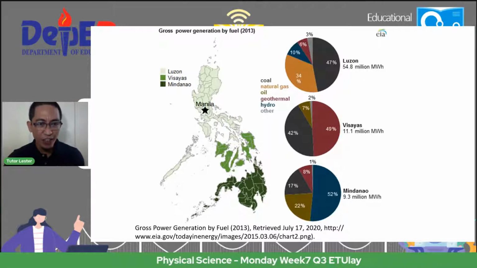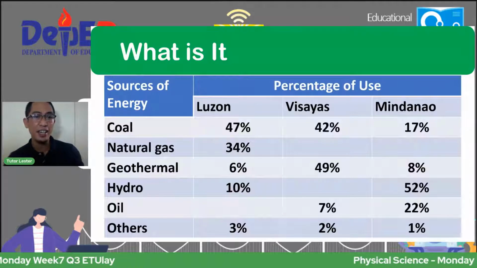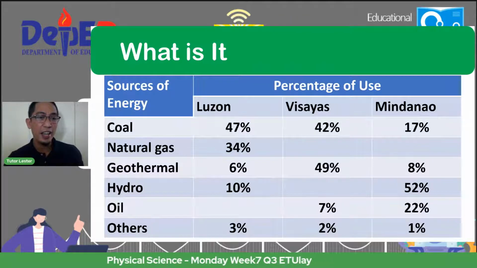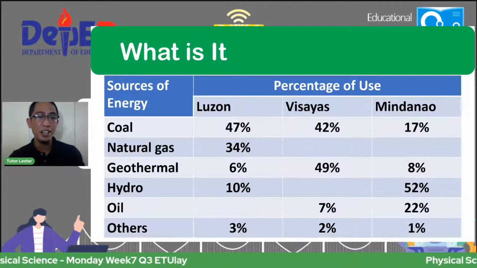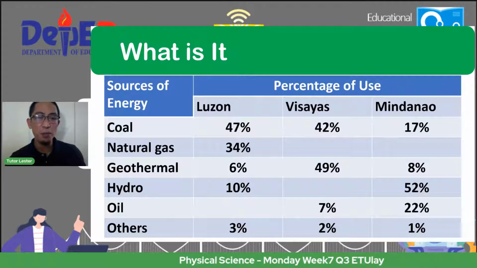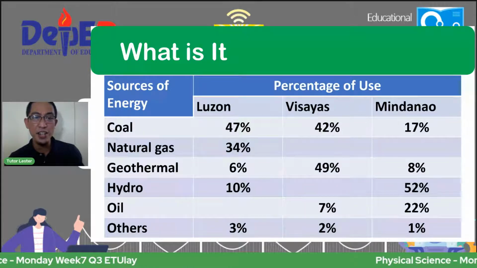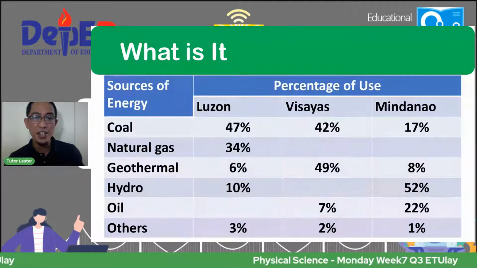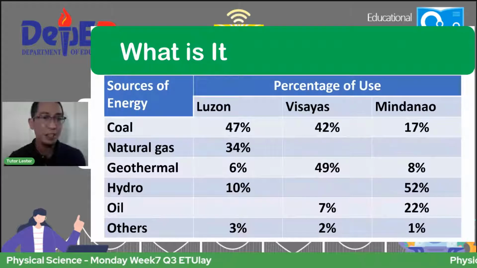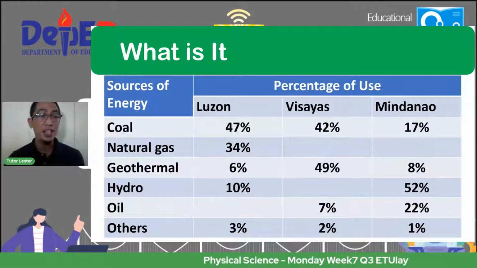Okay, kung hindi po masyadong klaro ang pie charts, then okay, ito po yung data from the chart in tabular form. So makikita po natin dito ang sources of energy and the percentage of use per group of islands of Luzon, Visayas, and Mindanao. And basing on the table po, how dependent po is Luzon with coal and gas in energy generation? Alright, so makikita po natin in the chart that Luzon is very dependent with coal and natural gas in terms of energy generation.